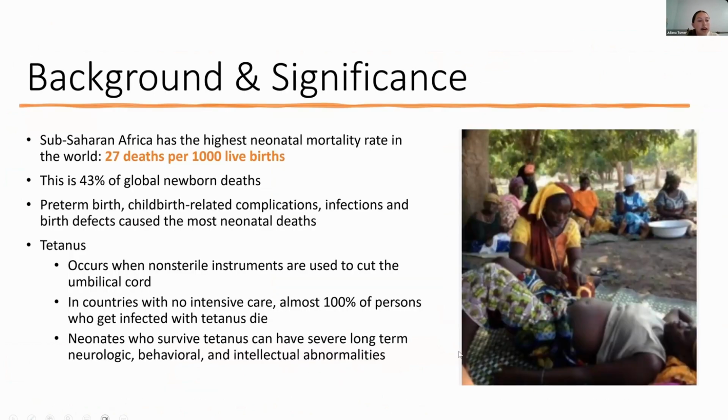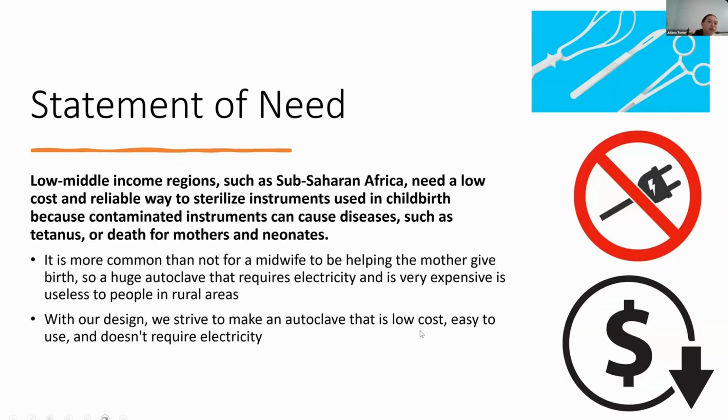Sub-Saharan Africa has the highest neonatal mortality rate in the world, with 27 deaths per 1,000 live births. This is 43% of global newborn deaths. When non-surgical instruments are used to cut the umbilical cord of a newborn baby, tetanus can occur, which can have many lifelong effects.